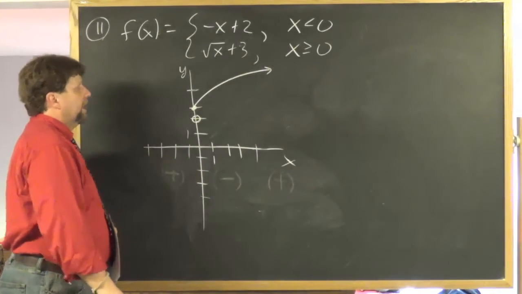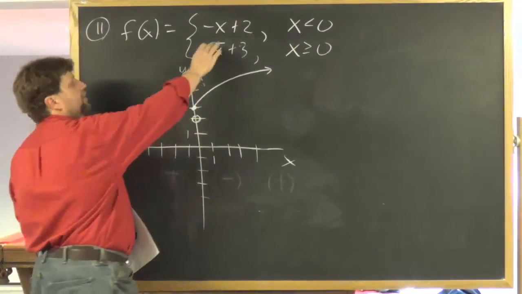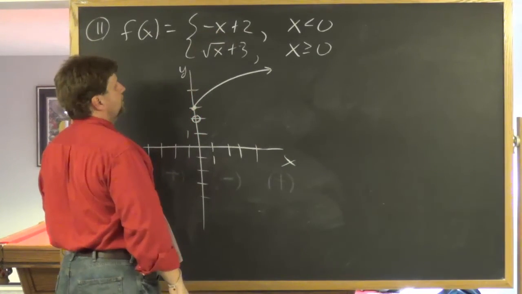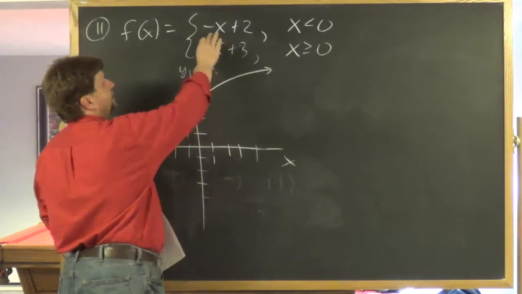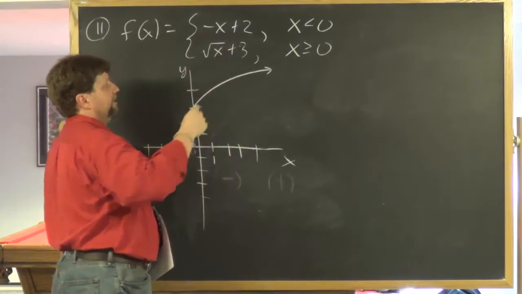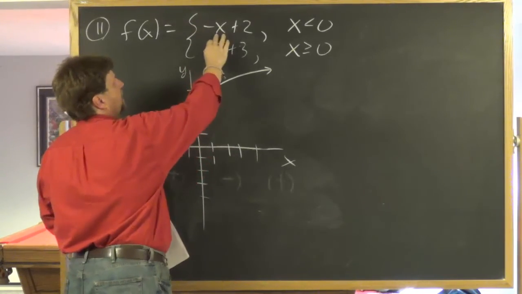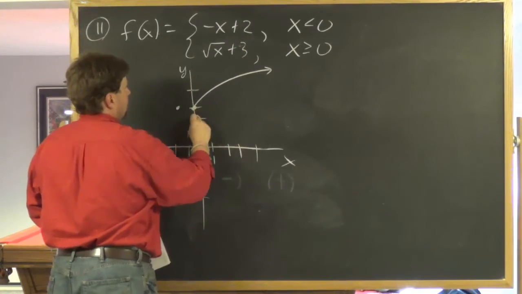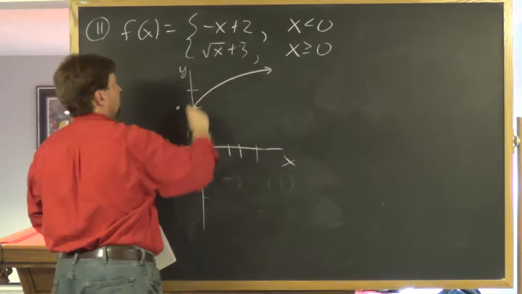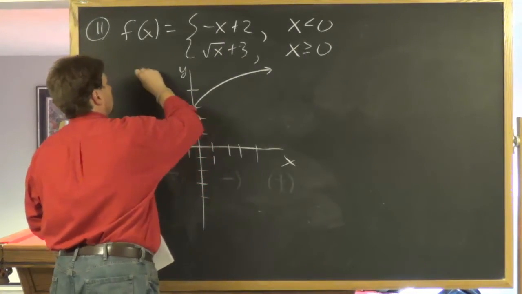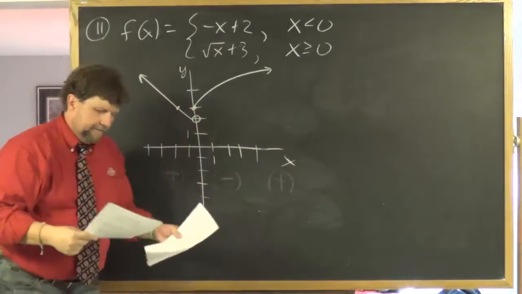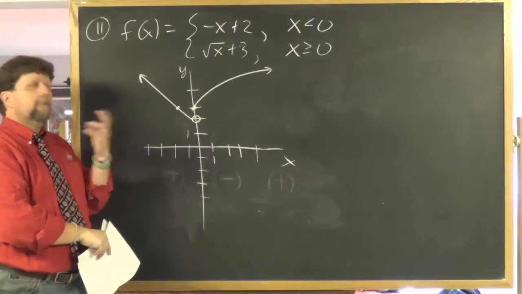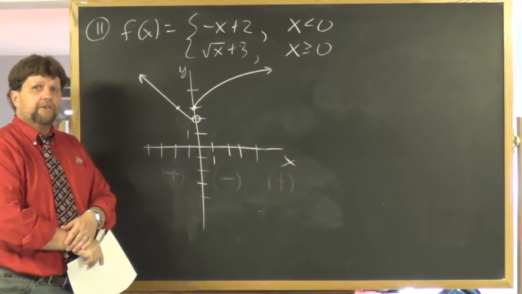And then if x has a value of, I don't have to pick negative 2, I could just pick negative 1. I would have a y value of 3. And I only need 2 points to draw a line. So I get something like that. And that's it. That's the graph of that piecewise defined function.